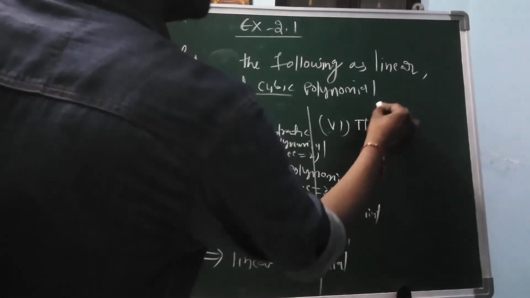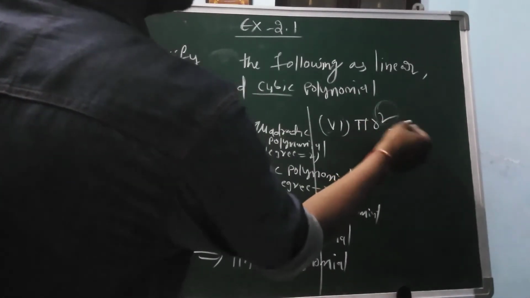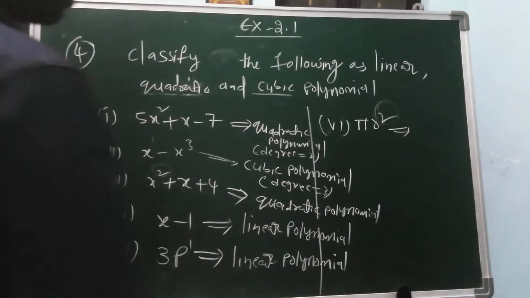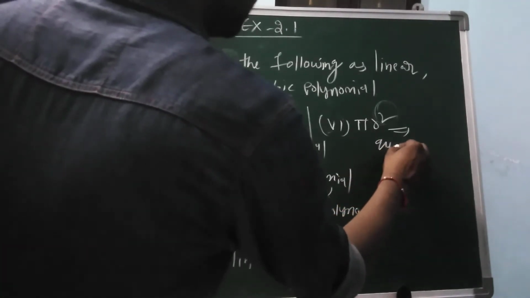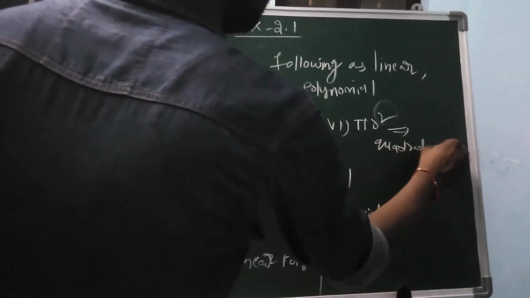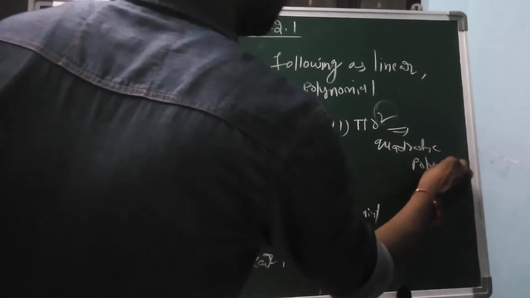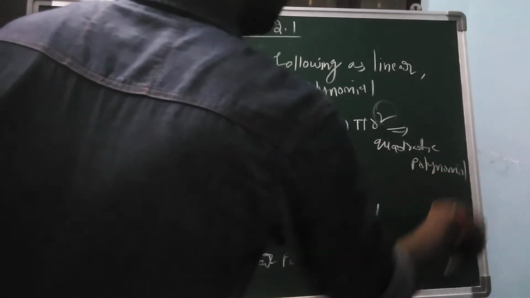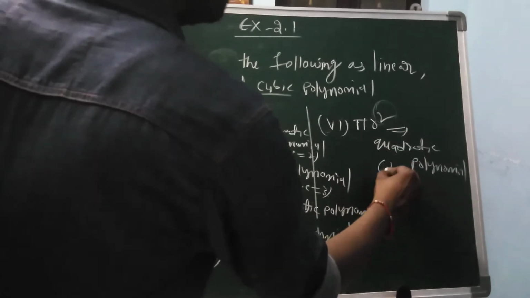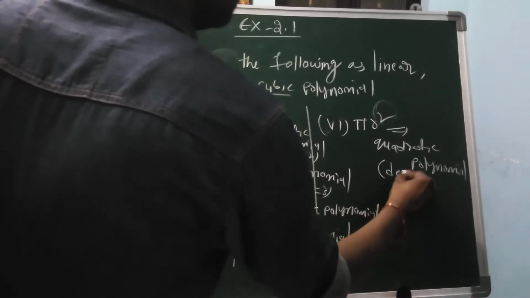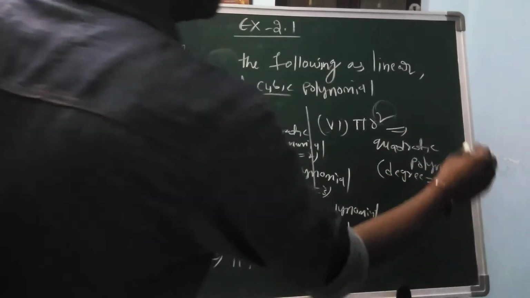Coming to the sixth problem. Here also the power is 2, that's why it is also a quadratic polynomial. Here the degree is 2.